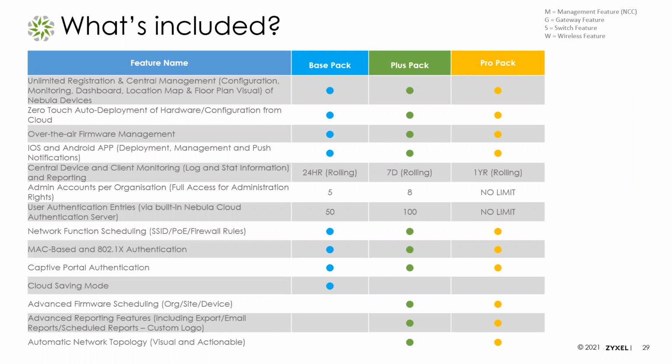And then again, the core features are provided even in the free version, so you can set up SSID, PoE, firewall rules, etc. 802.1x authentication, MAC filtering is allowed with all versions. All versions include captive portal. So now where we start getting into features that do require a license, advanced firmware scheduling. That requires a Plus or Pro Pack license.